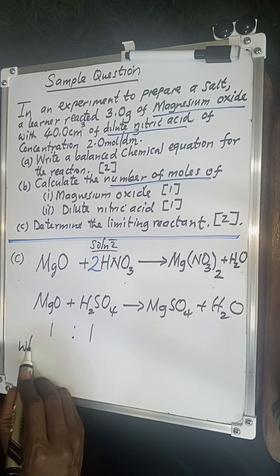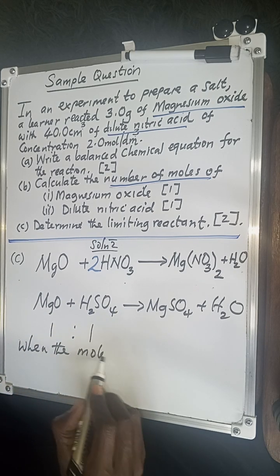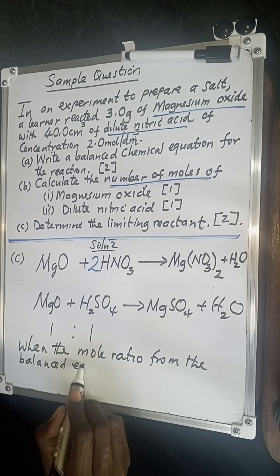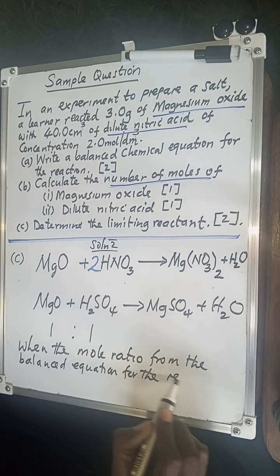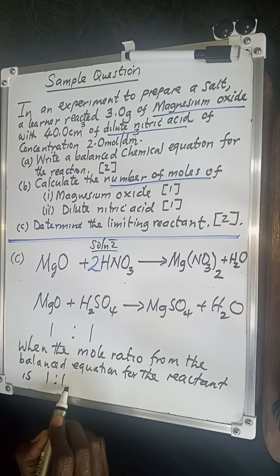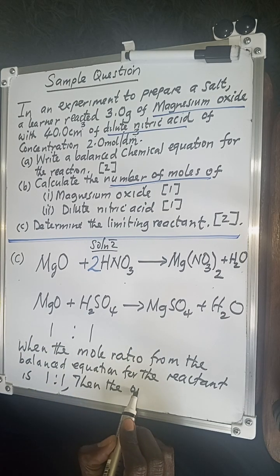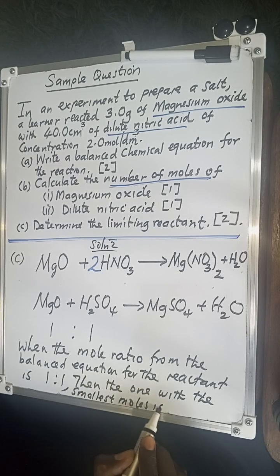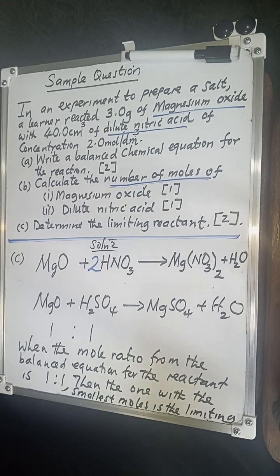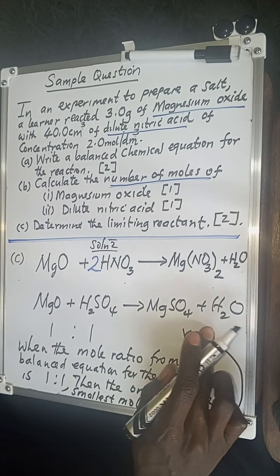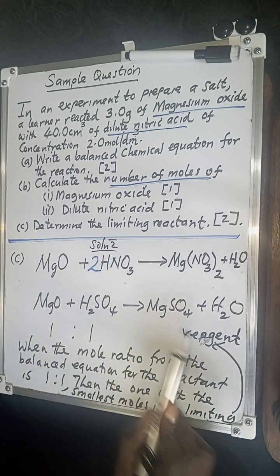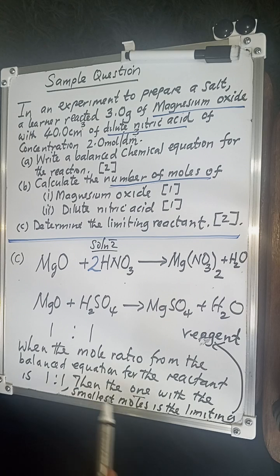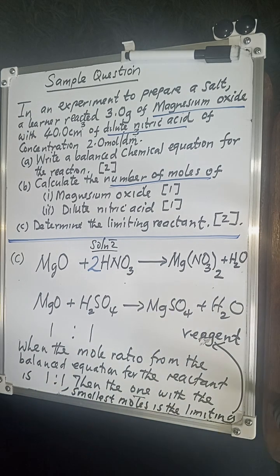is the limiting reagent. So I can say when the mole ratio from the balanced equation for the reactants is 1:1, then the one with the smallest moles is the limiting reagent. So that's what you need to remember. When the mole ratio from the balanced chemical equation for the reactants, I'm focusing on the reactants, is 1:1, then it simply means the one with the smaller or fewer number of moles will be the limiting reactant.